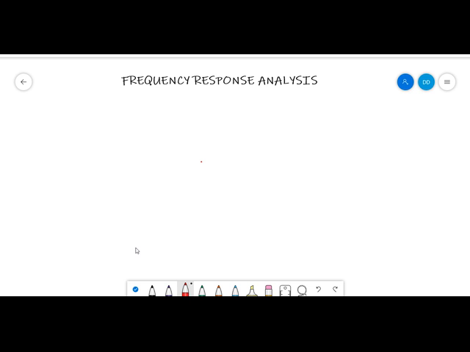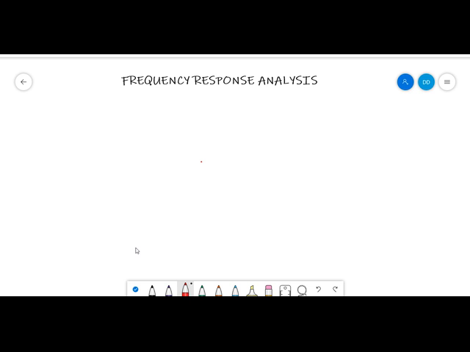signal. So the output of a linear time invariant system to a sinusoidal input signal is also sinusoidal with the same frequency as that of the input, but the magnitude and phase of the output signal will differ from those of the input sinusoidal signal. So we'll see what is the output of a system when you have applied the input which is sinusoidal.